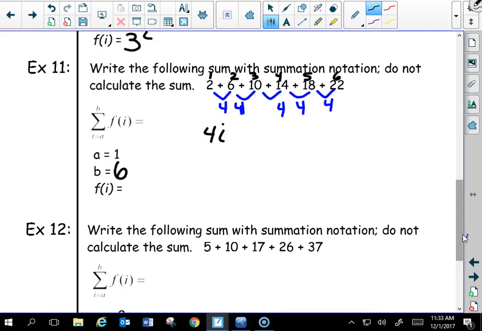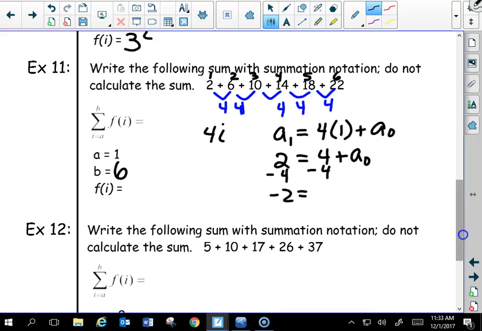And what I need to do is take a couple of my values and test them. So a sub 1 is equal to 4 times 1 plus a sub 0. The same idea we've been working with before. And we know from the list they gave us that a sub 1 is 2. So this allows us to solve for our beginning number. All right, so we're going to start with the -2, and we're going to add 4i.